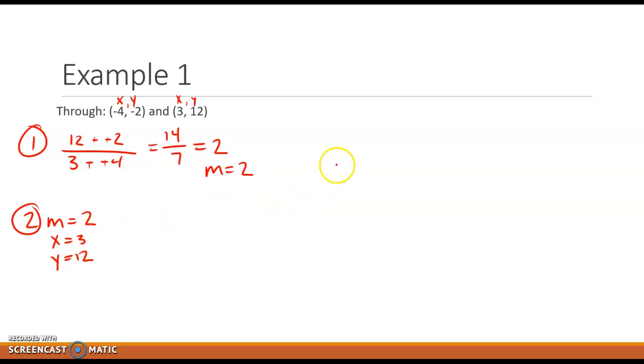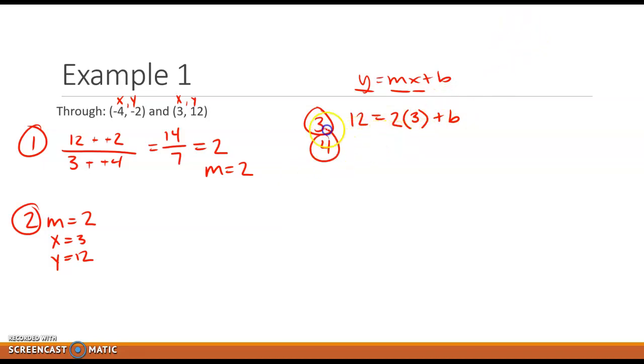From here, step 3 is to plug that information into our y equals mx plus b. We're going to plug in for y, m, and x. So y for this case is 12. M all the time for this one is 2. And our x in this case is 3. And then we do our plus b. Actually, I guess I called step 3 substitute and solve for b.